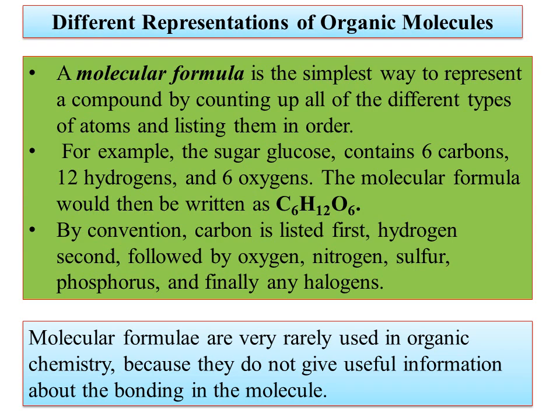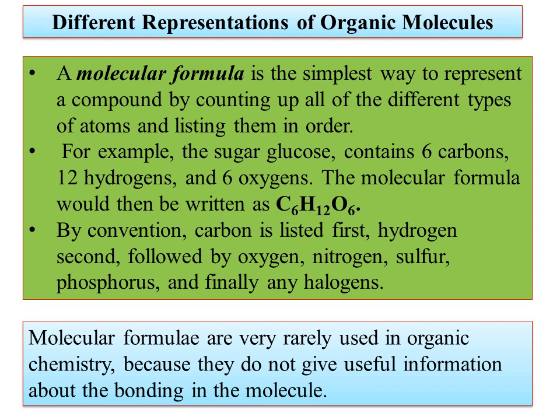Molecular formula is the simplest one. It represents how many carbon atoms, how many hydrogen atoms, and how many oxygen atoms are present. For example, the sugar glucose has 6 carbon atoms, 12 hydrogen atoms, and 6 oxygen atoms. Therefore, we write the molecular formula as C6H12O6. By convention, carbon is listed first, hydrogen second, followed by oxygen, nitrogen, sulfur, phosphorus, and finally any halogens. Whenever you write the molecular formula, always write carbon first, hydrogen next, and the other elements by convention.